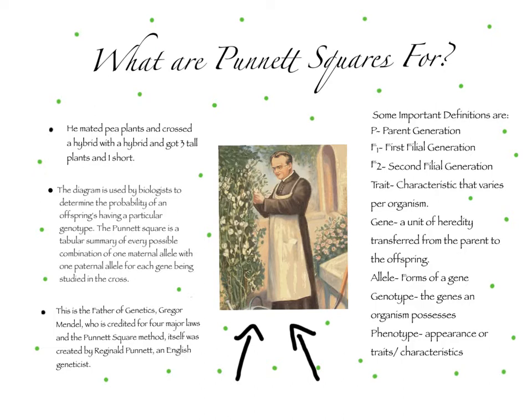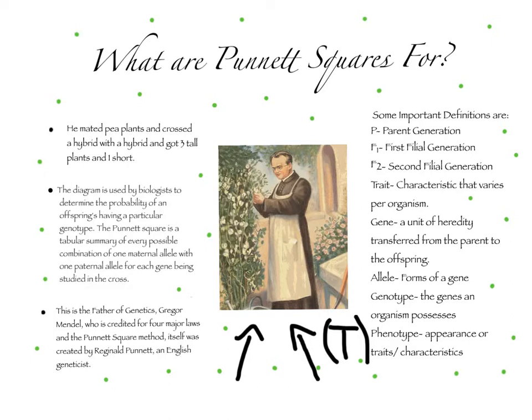Mendel is credited for 4 major laws, including the law of dominance, which states that if you have a specific allele and it happens to be dominant, and this is represented as a capital T, the phenotype of the offspring will be what that allele is. So an organism with the genotype big T little t will be tall because of the big T.